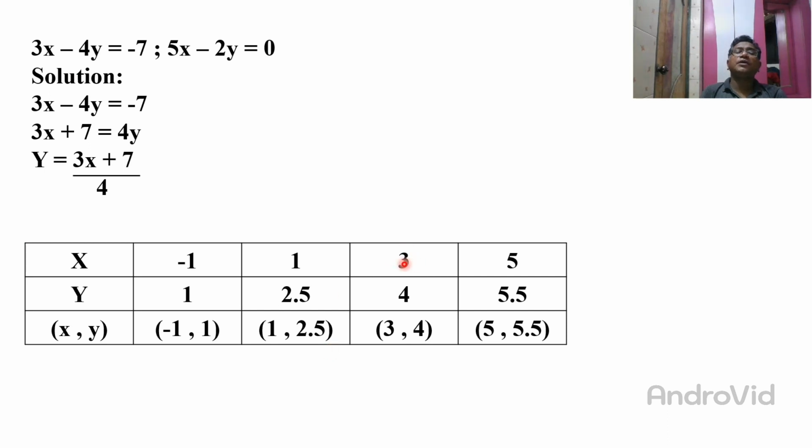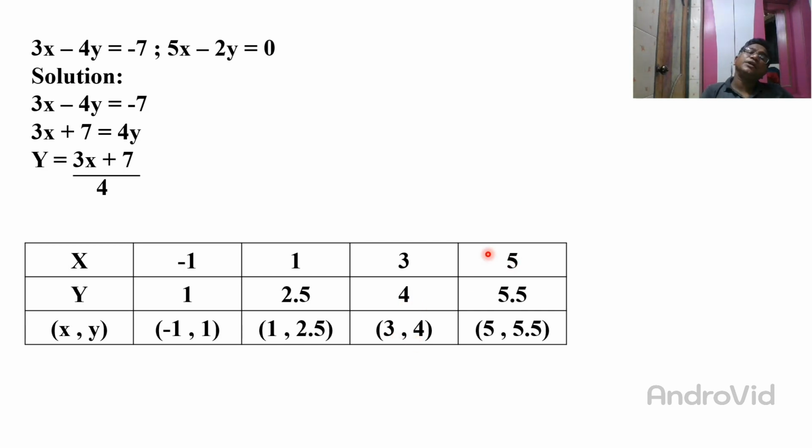Then for the x value I am taking 3. 3 into 3, 3 3s are 9, because the x value is 3. See, here x value 3 is given, so I put x as 3. 3 3s are 9. 9 plus 7 is 16. 4 4s are 16, so you get 4. So x value is 3, y value is 4. So write 3 and 4.